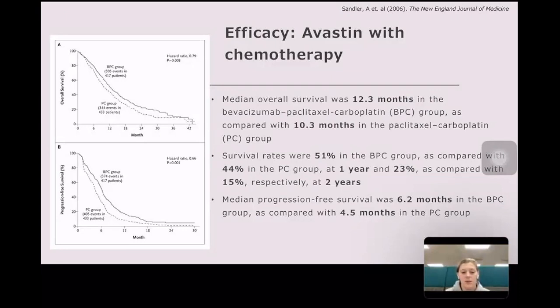Looking at the progression-free survival rates, the group with Avastin also showed about 2 more months of progression-free survival compared to no Avastin. The BPC group had a median progression-free survival of 6.2 months, while the PC group had a median progression-free survival of 4.5 months.